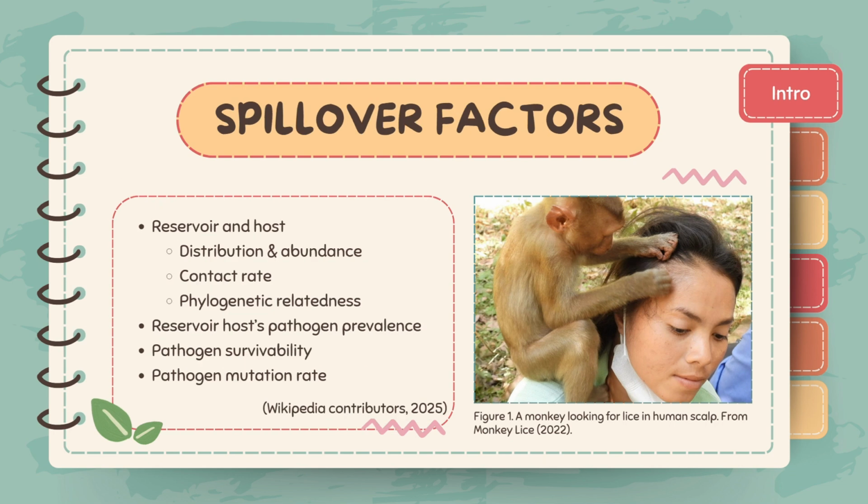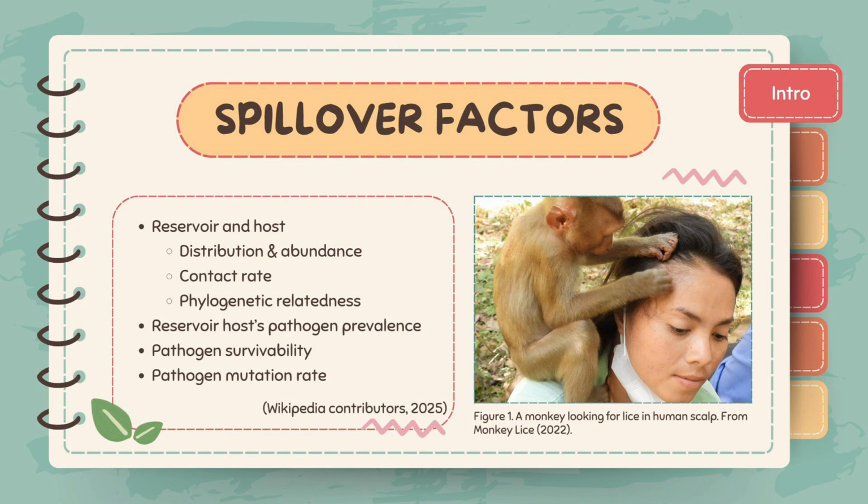Factors that influence spillover include distribution and abundance of the two species, contact rate, where pathogen transmission is more likely to occur with frequent contact between reservoir and host species, phylogenetic relatedness, where the more related the reservoir and host species are, the more similar their immune defenses are, therefore the less mutations required to overcome the defenses in host species. This is why we don't see viruses from a plant infecting humans.